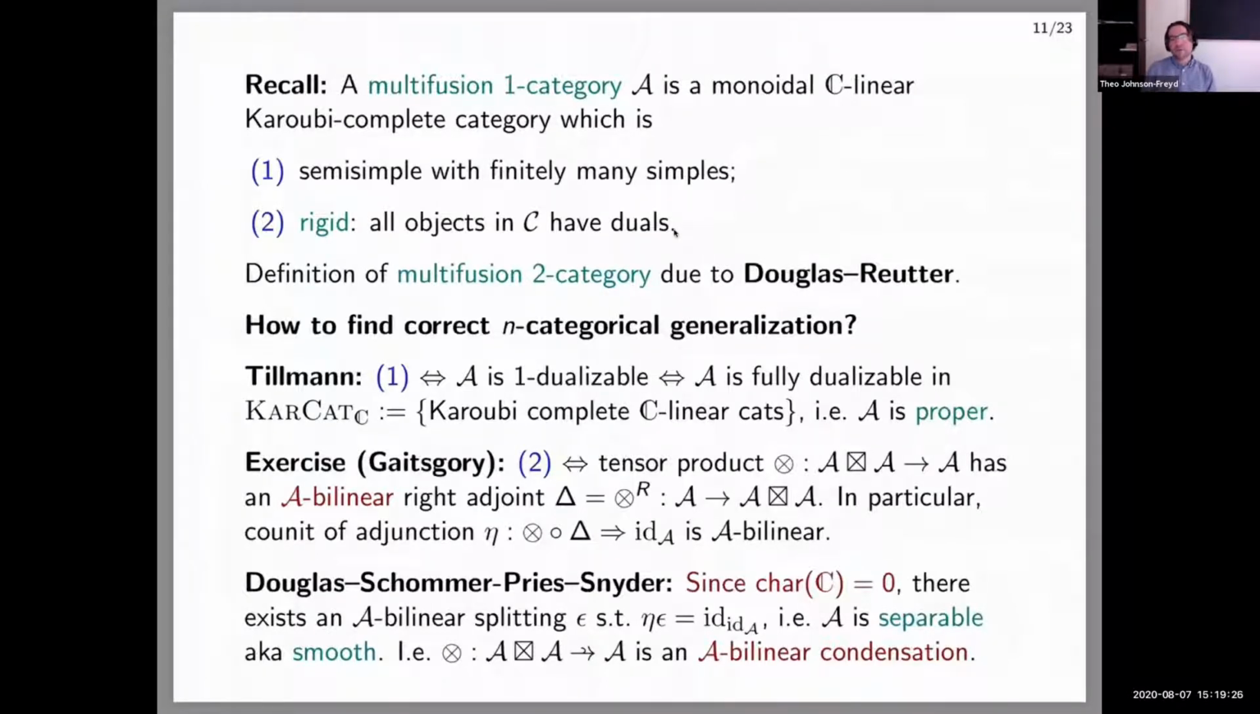So let me remind you what you already know about 1-categories. A multifusion 1-category is any monoidal C-linear Karoubi complete category which has 2 important properties. One is that it's semisimple with finitely many simples. That's just something about the underlying category of the multifusion category. And then the second property is that, as a monoidal category, it's rigid, meaning that every object has a dual. So property 1 only sees the underlying category of your monoidal category. Property 2 uses the monoidal structure.